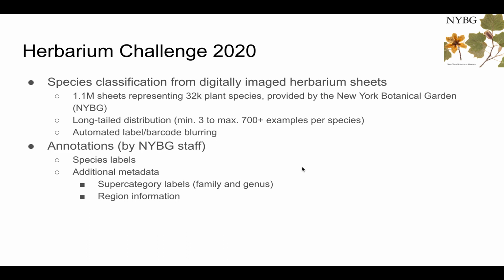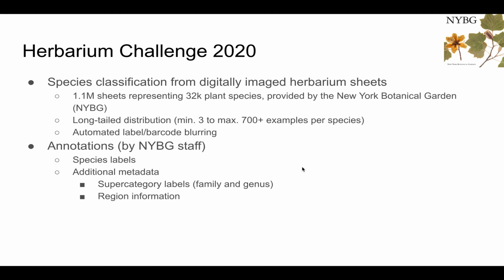We provided them with a dataset comprising 1.1 million sheets representing 32,000 plant species, kindly provided by the New York Botanical Garden. This dataset has a long-tailed distribution with a minimum of 3 to a maximum of 700 examples per species. On these sheets, there are text labels and barcodes, which we have automatically blurred using an OCR algorithm, so that participants will not use this information in the classification.